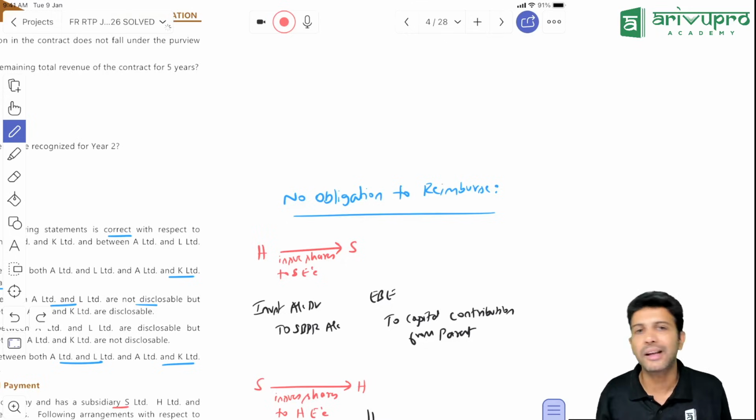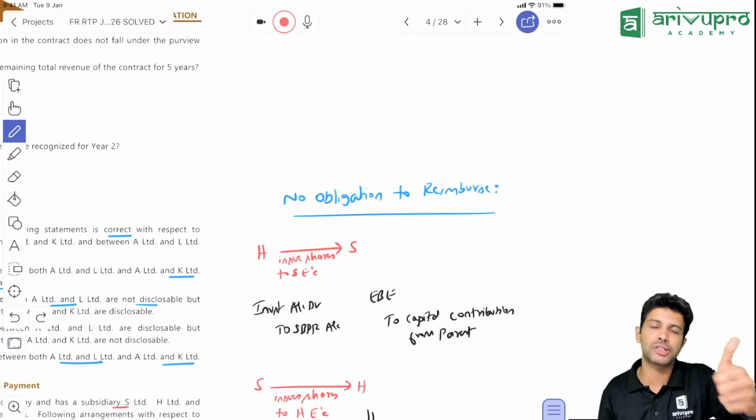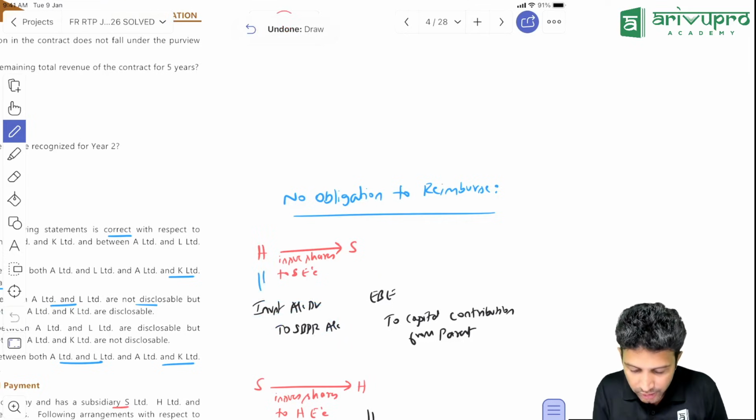So this will be treated as if the parent has made some investment in the subsidiary. So the journal entry will pass as investment in subsidiary debit to SBPR. This is the journal entry the parent will pass.